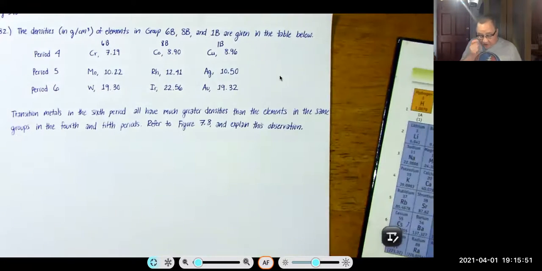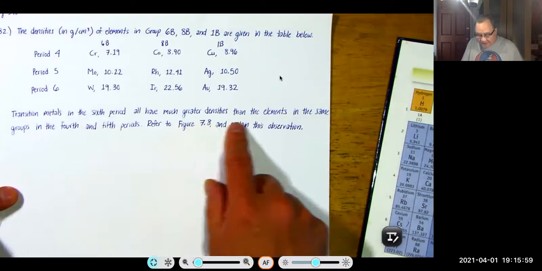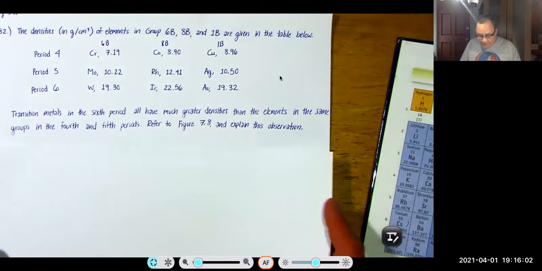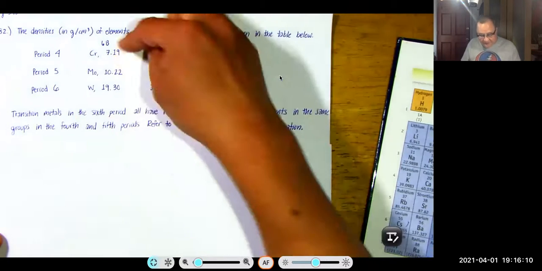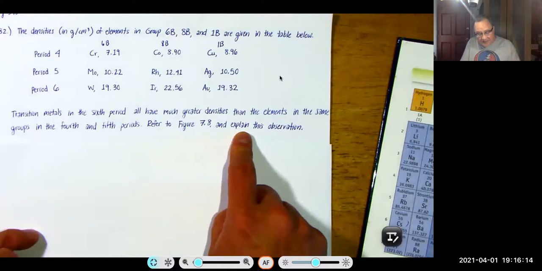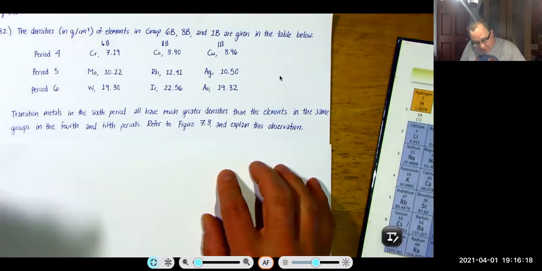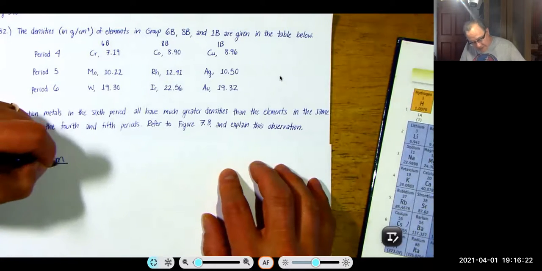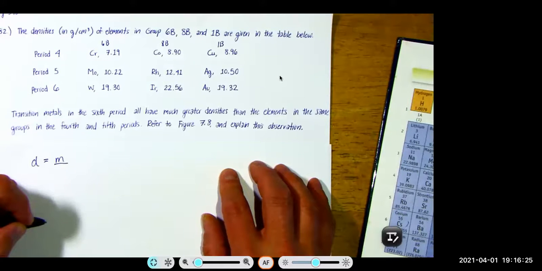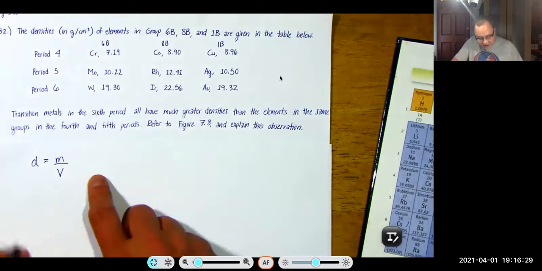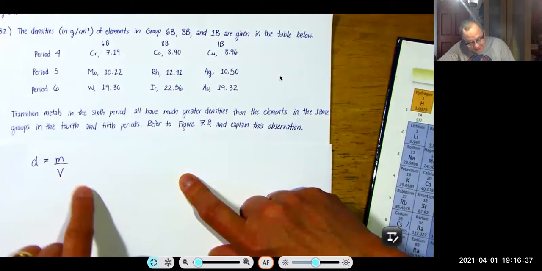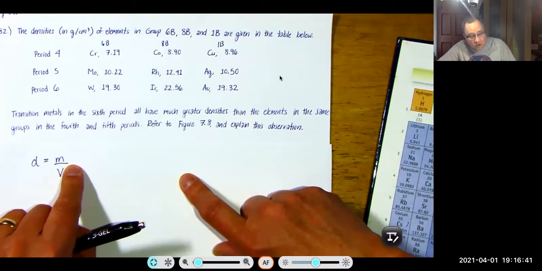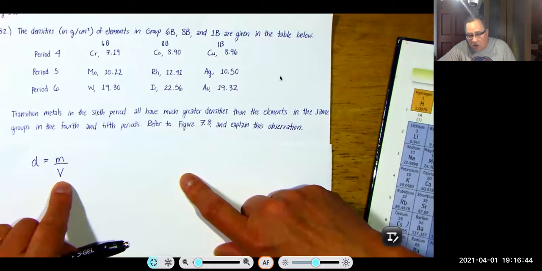All right. So these are the densities. Transition metals in the 6th period all have much greater densities than the elements in the same groups in the 4th and 5th periods. So these guys have greater densities than the ones previous. Refer to figure 7.8 and explain this observation. So before we even look at the figure, what do we notice about density? Density is what? Mass divided by volume. Excellent. So we have a suspicion that the reason these densities are so different than the ones above is because the mass is really unusually large, or the volume is unusually small, right?